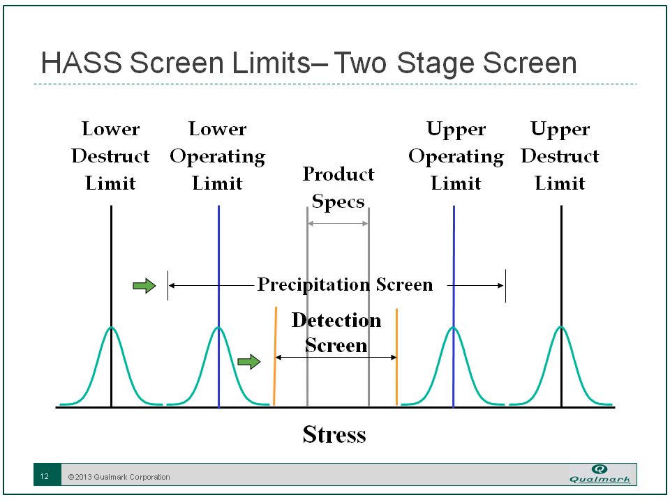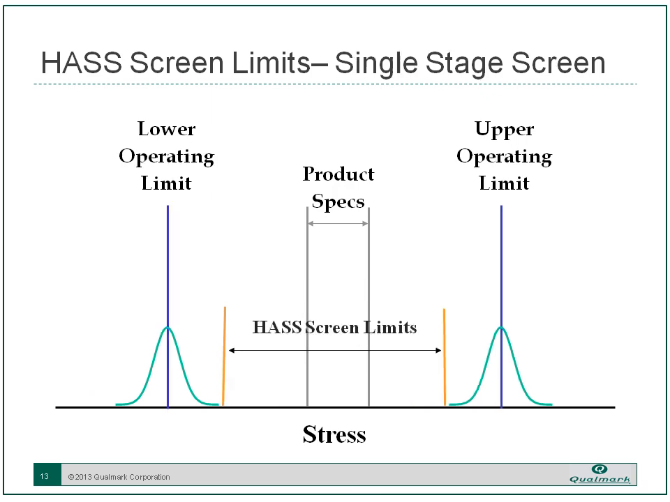Now, one thing to consider when you finally finish doing HALT, it's not unusual for the operating and the destruct limits to be so close together that separate precipitation and detection screens don't make sense. There's just not really enough room here to do this. And so what you'll wind up doing is just a detection screen based on the operating limits that you find in HALT. So this shows that, basically zoomed in on that center section, our screen limits based on this distribution around this lower and upper operating limits.